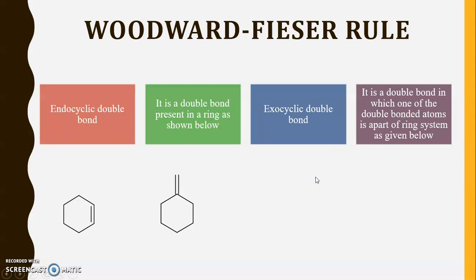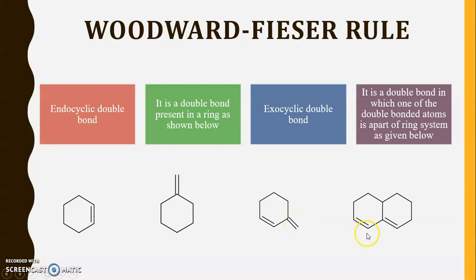Also, it is possible that in the same given structure there might be the presence of an endocyclic double bond as well as an exocyclic bond. Now here you can see the third structure. Here two double bonds are there. Out of that, this particular double bond is known as the endocyclic bond because it is part of the ring, while in this case only one carbon atom is a part of the ring and involved in the double bond. That's why it is known as the exocyclic bond.